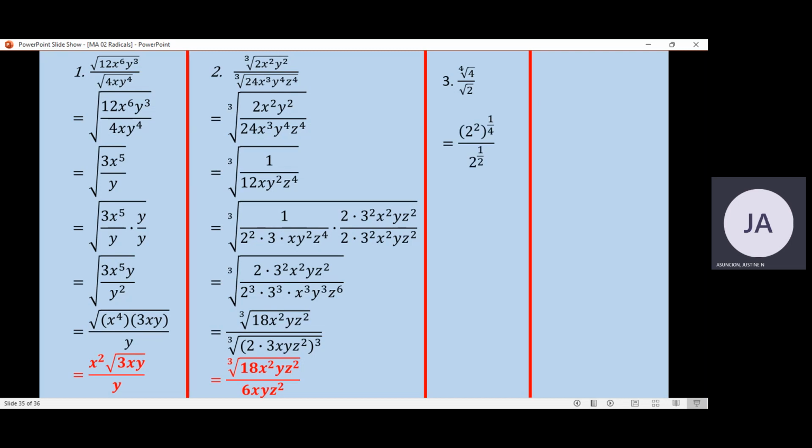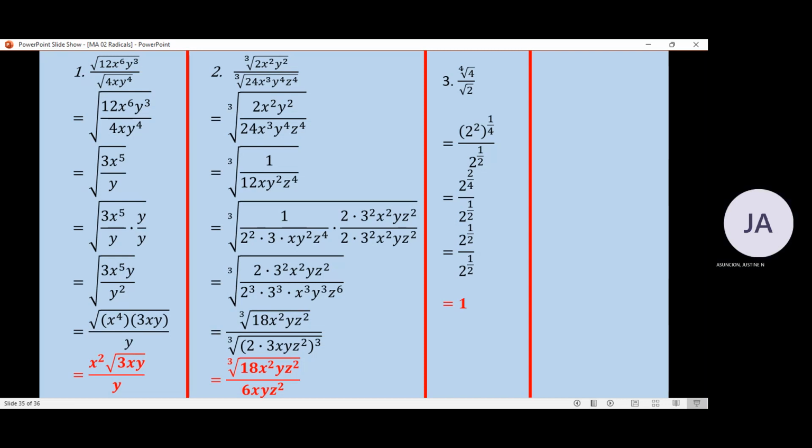The fourth root of 4 is simply 2 squared raised to 1/4, and the square root of 2 is 2 raised to 1/2. Then 2 squared raised to 1/4 is 2 raised to 2/4, or 1/2. 2 raised to 1/2 over 2 raised to 1/2 is simply 1. So the fourth root of 4 divided by the square root of 2 is 1.